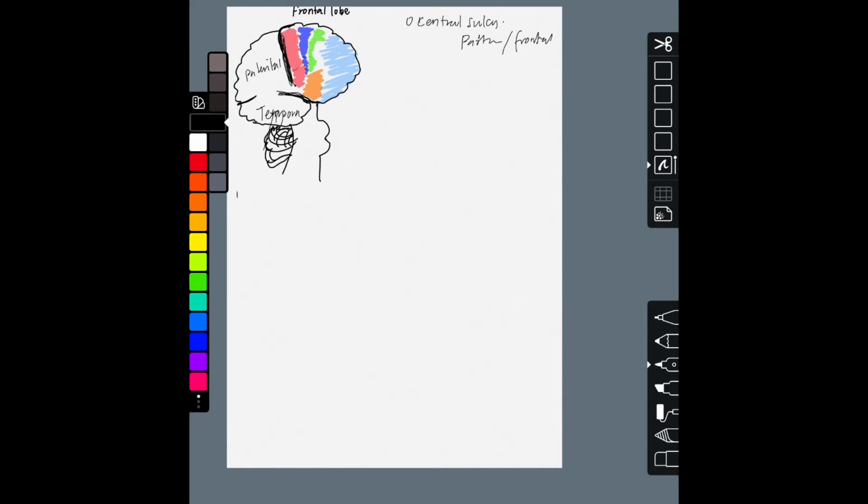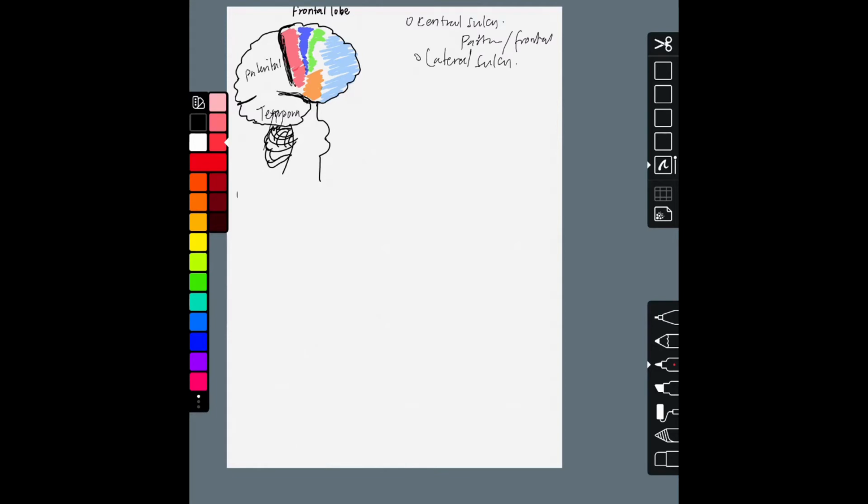So second one, here is another sulcus. This is the lateral sulcus, which separates the temporal lobe from the frontal lobe. Sometimes it is also called Sylvian fissure. So now the functional areas of the frontal lobe.